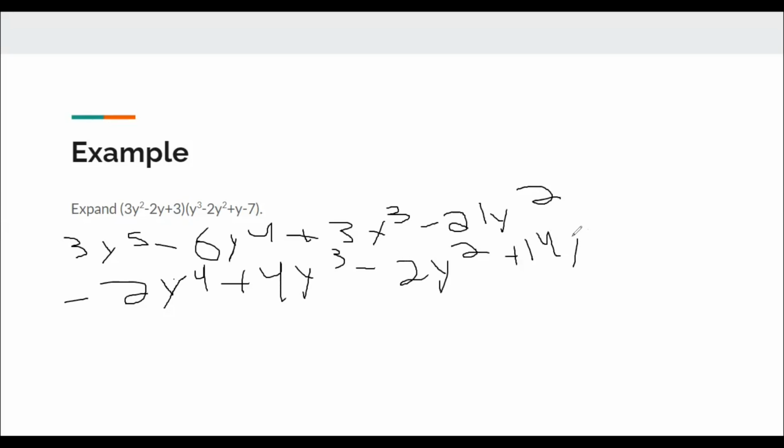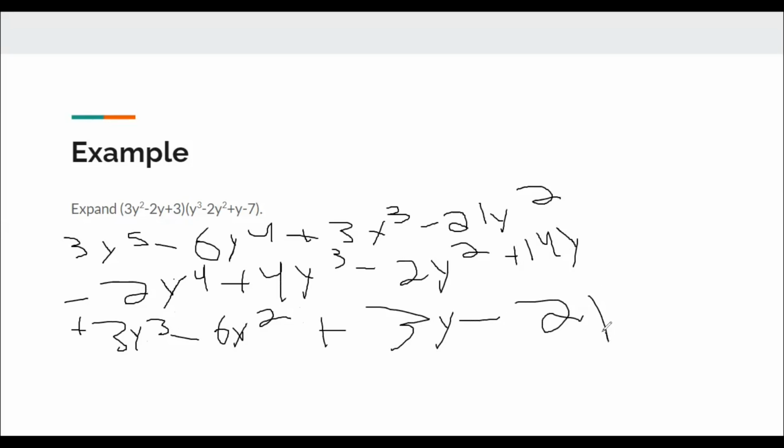And then you can use the 3 and do the distributive property, and you're going to get plus 3y cubed minus 6y squared plus 3y minus 21. So you can see there's a lot of terms here. I'm not going to group them all together right now, but you can see there's a lot of terms. You have to be very careful when you do the multiplication, because missing out on even one term ruins your whole answer.